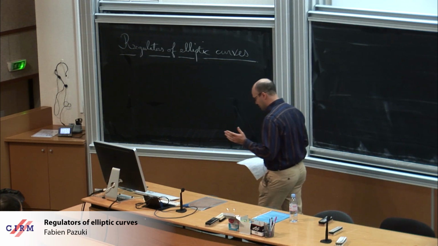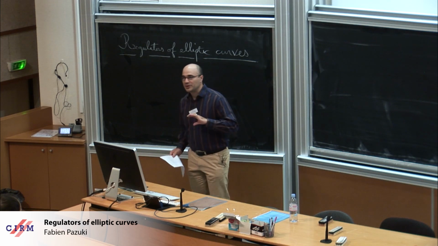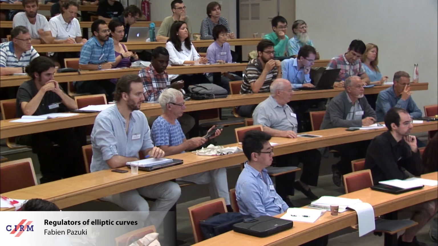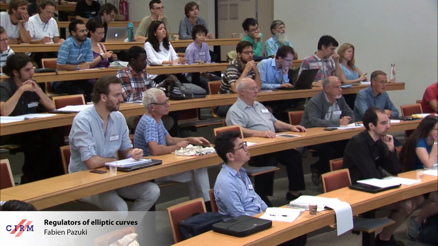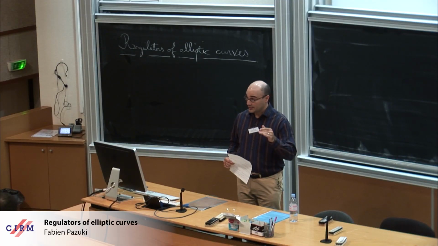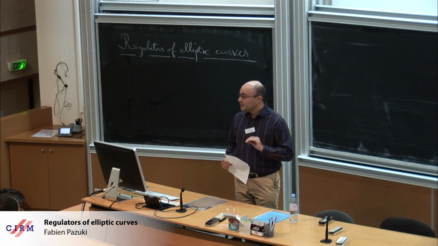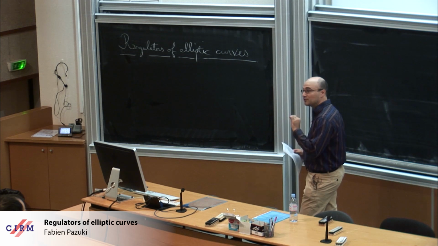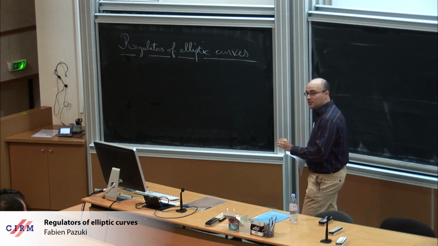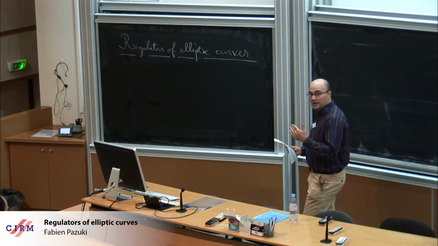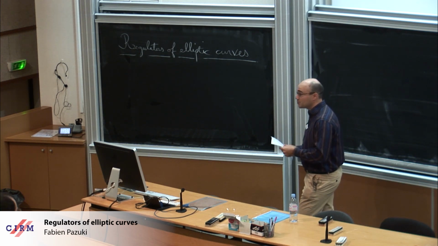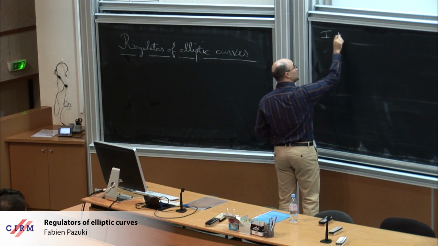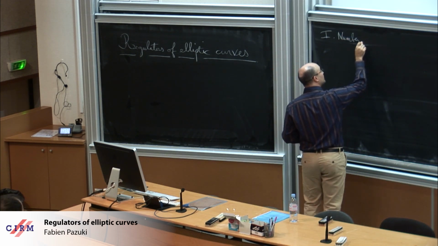I start with the case of number fields. I'm going to give you a few facts about regulators of number fields in order to motivate what we proved and what we'd like to have for elliptic curves over number fields. Okay. So the first part was number fields. Second part will be the result we got for elliptic curves over number fields. Third part will be ideas of the proof, and the fourth part is another approach that I'll detail towards the end. So let me start.